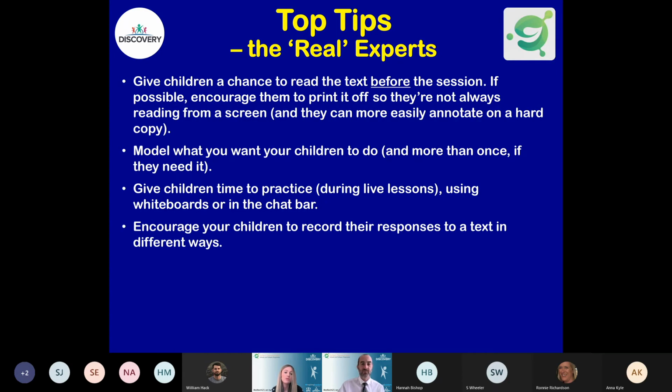I'm encouraging the children to record their responses to text in different ways, so looking at graphical organisers, looking at responding through forms. So it's not all just written, answering questions, writing it down. They're answering in different styles as well.